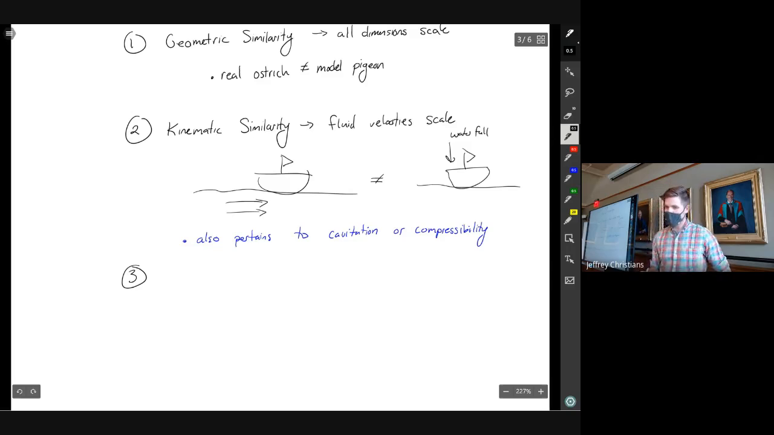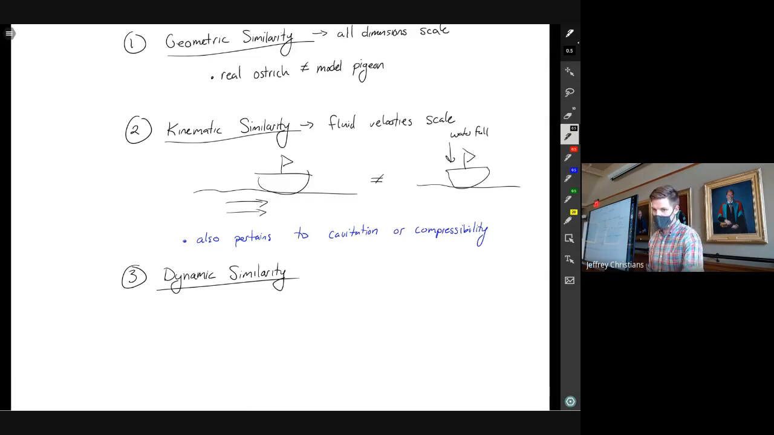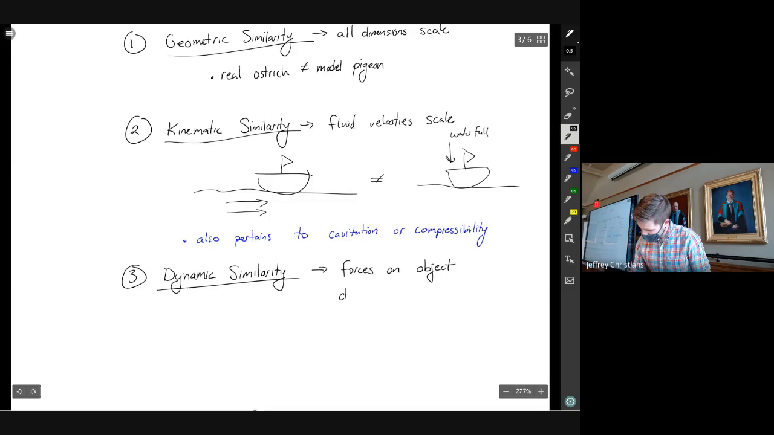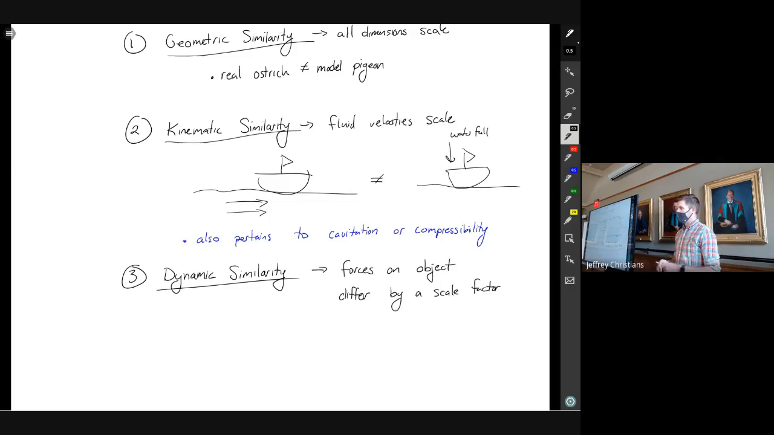Then the last level of similarity that you need is dynamic similarity. Okay, so geometric, kinematic, dynamic similarity. So if you have dynamic similarity, then the forces on the object differ by a scale factor, by a constant magnitude, which is the really powerful thing, that's what you're going for in a model system.